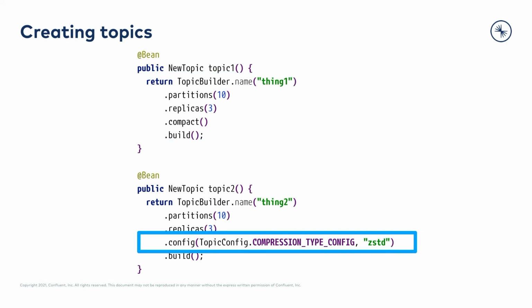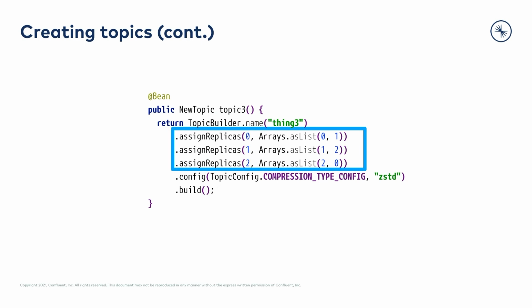Also, you can use some configuration parameters that maybe don't have API methods. For example, there is some configuration that you can change in config, like the compression type, which is the algorithm used to compress data in a topic. So in this case, you can also provide arbitrary config. Moreover, Spring's TopicBuilder also provides methods that allow you to manually assign replicas for your topic when the topic is created. So it is quite a rich thing to do.